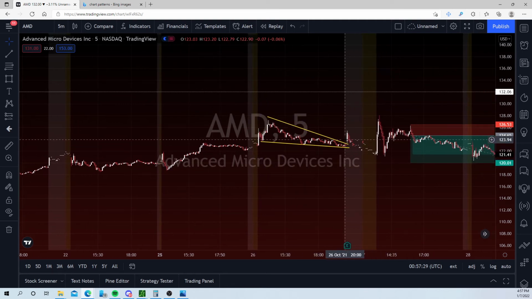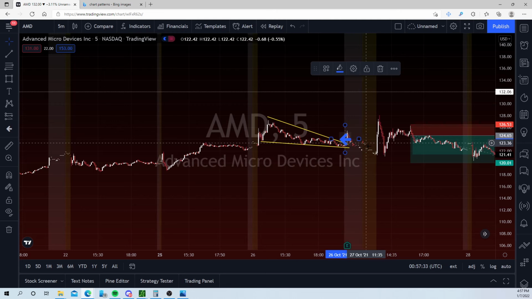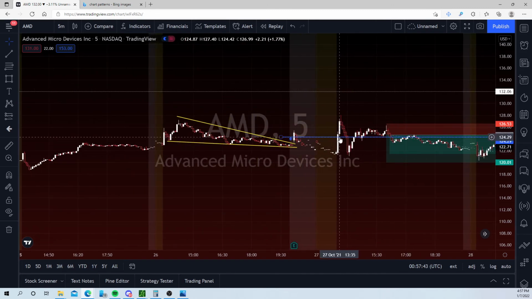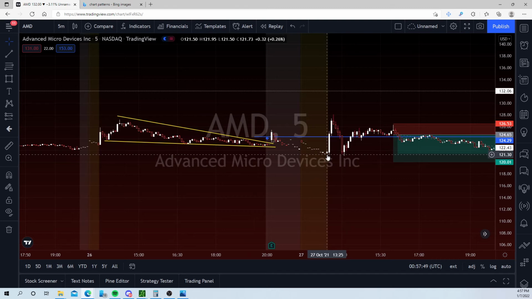It breaks above here, we're going to go crazy. Right there, right? Let's put a horizontal line here just to see what it does. Look, it broke out of this level. 5 minute. It sent it to $127, $128. That's a $5 move you got from the bottom.